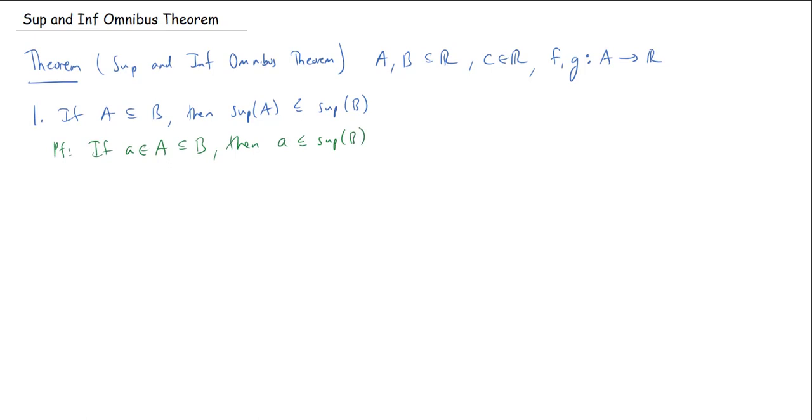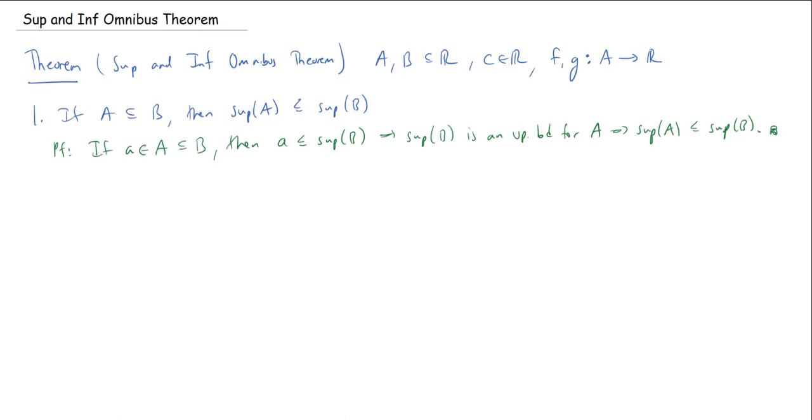And what this tells you then is that the supremum of B is greater than or equal to every element of A. So the supremum of B is an upper bound for set A. Okay, but the supremum of A is the least upper bound. So if I know I have another upper bound, that other upper bound must be at least as big as the supremum of A. So that means that the supremum of A is less than or equal to the supremum of B because this is an upper bound. Okay, and that's the proof.